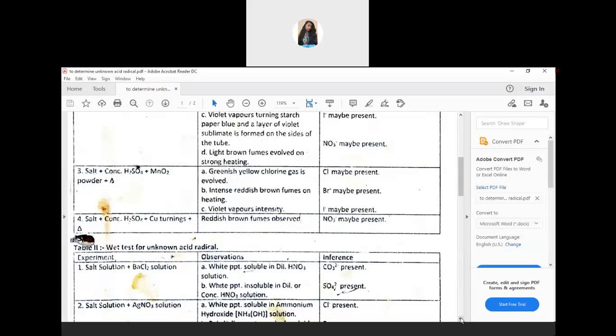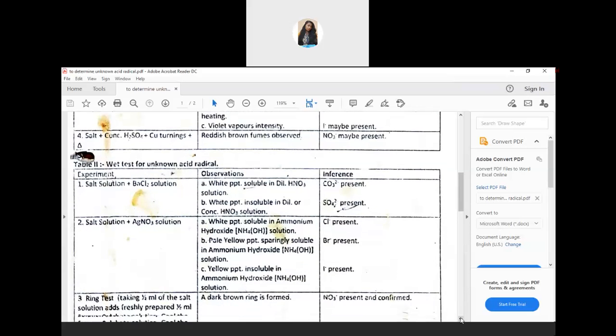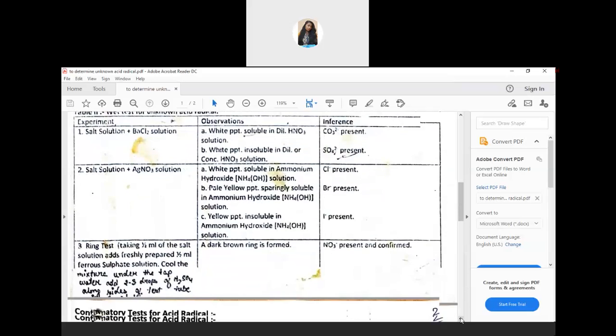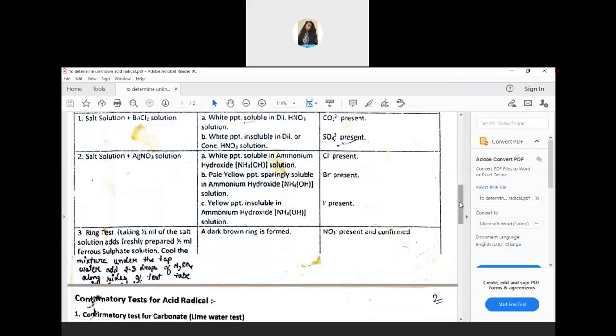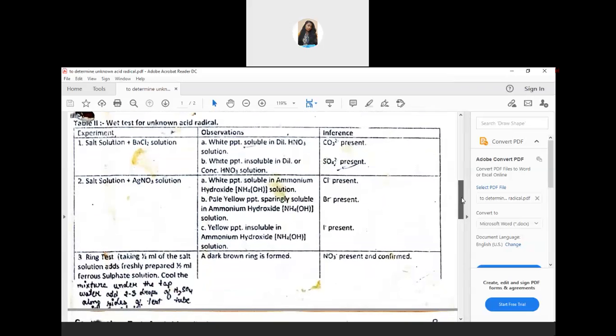If you find it, okay, and if you do not find it, that is also okay, because after the wet test you will know which acidic ion is present in the salt. So, go to the wet test. For the wet test, you have to do three tests. First of all, you have to make a salt solution, after doing the solubility test. All of you know how to do the solubility test.